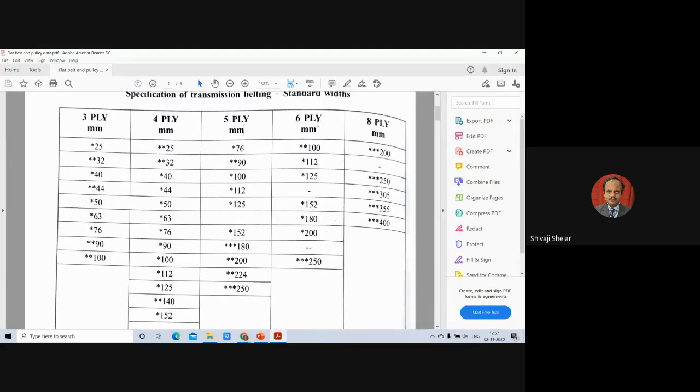So let's go for the 6-ply system here. I think you may have understood why I am discussing why not to go for the 5-ply system and why to go for the 6-ply system here. So let's take a 6-ply system and determine the width required here, and then from this table we will select the standard width here.